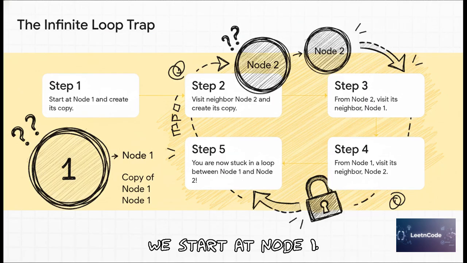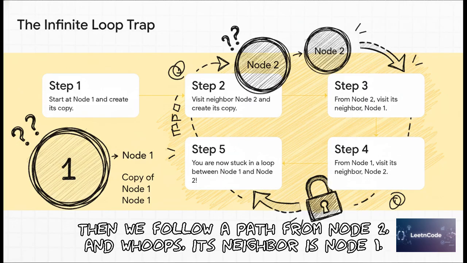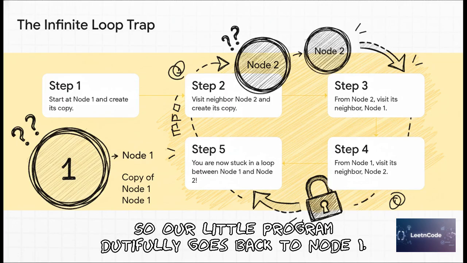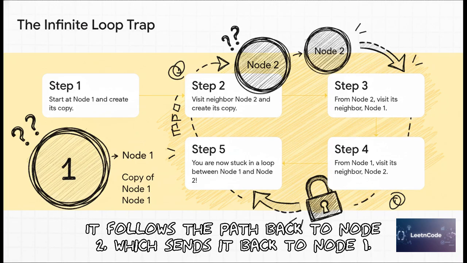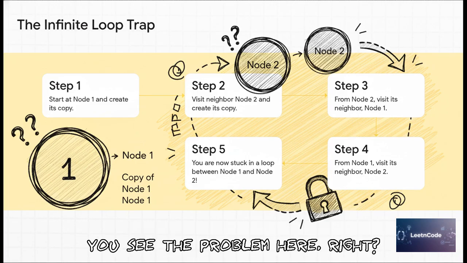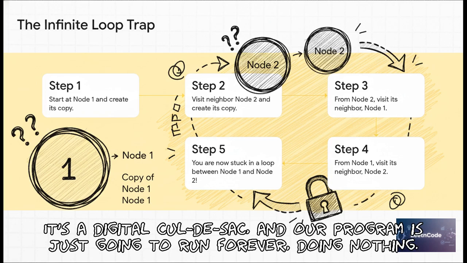Okay, so just imagine this for a second. We start at node 1. We make a copy. Simple enough. Then we follow a path to its neighbor, node 2. We make a copy of node 2. Then we follow a path from node 2, and whoops, its neighbor is node 1. So our little program dutifully goes back to node 1. And what does it do? It follows the path back to node 2, which sends it back to node 1. You see the problem here, right? We are completely stuck. It's a digital cul-de-sac, and our program is just going to run forever, doing nothing.